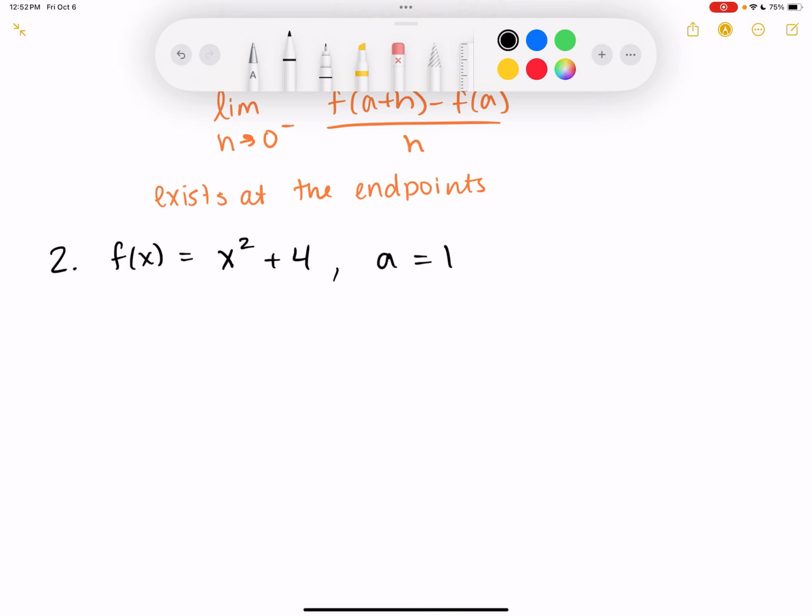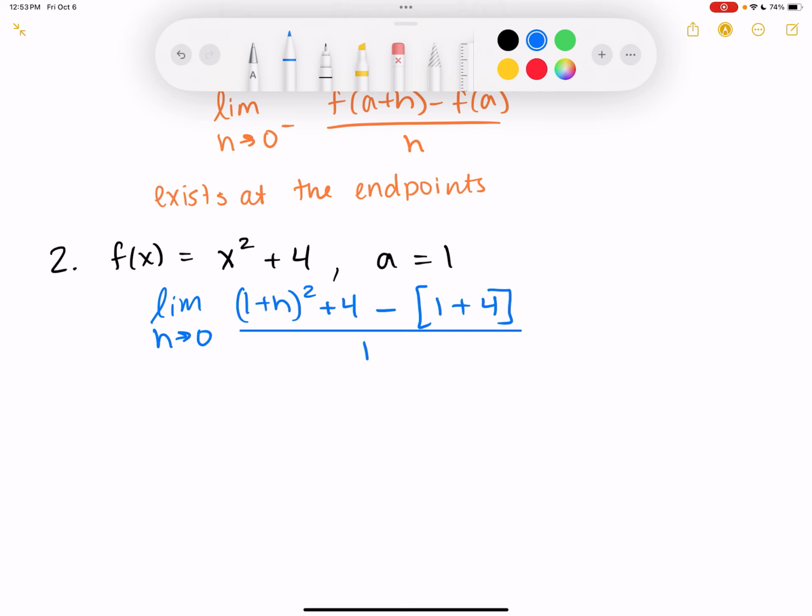So anywhere we see x, initially we're putting a plus h, so we're going to have the limit as h approaches 0 of, and instead of a, we're going to replace that with a 1, so it'll be 1 plus h squared plus 4 minus, and I'm going to block this off, so it's going to be 1 squared plus 4, so that's at a, all over h.